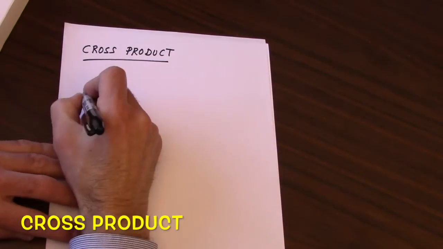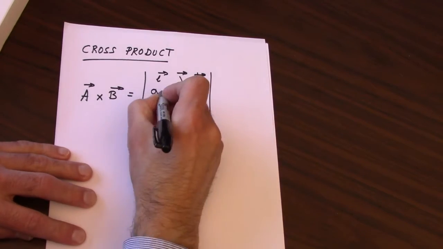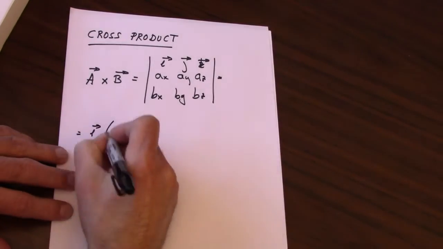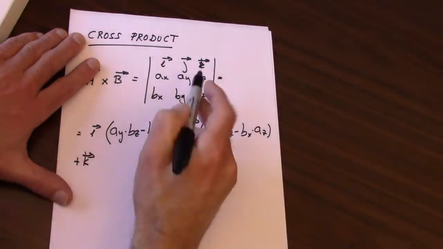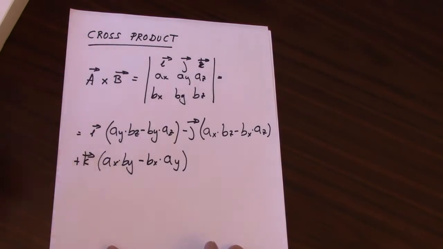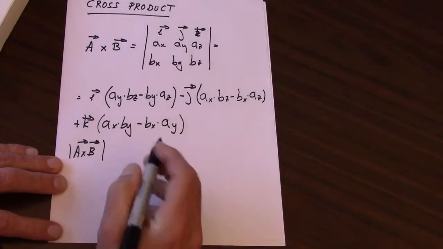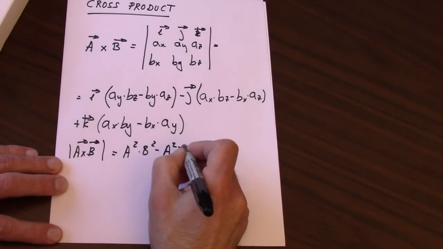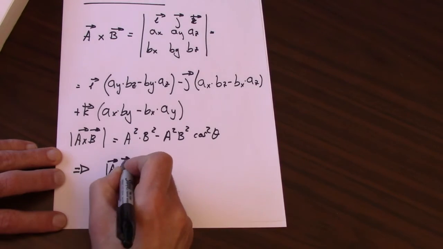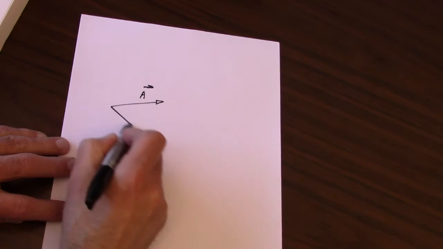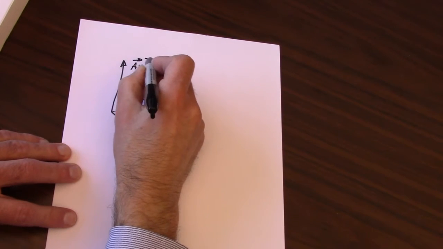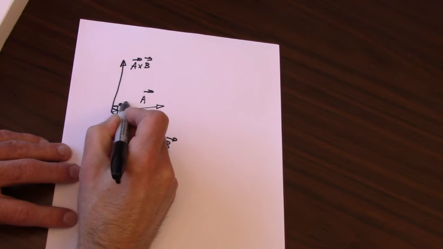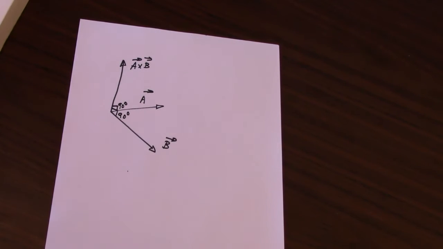Vector product or cross product. The cross product of two vectors is another vector a cross b, whose components can be calculated with the determinant of the matrix. The magnitude of the cross product corresponds to the area of the parallelogram of sides A and B. Remember that the direction of A cross B is perpendicular to A and to B.